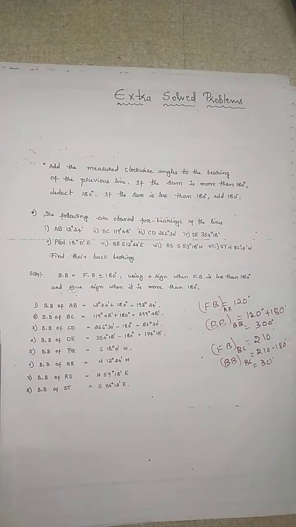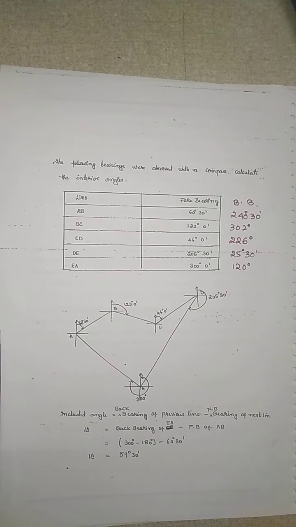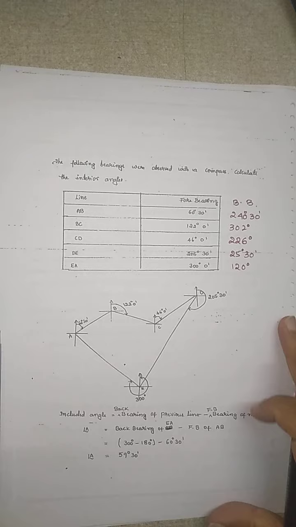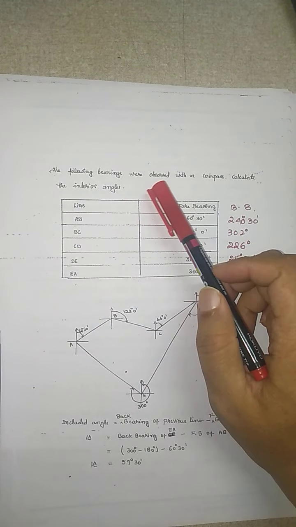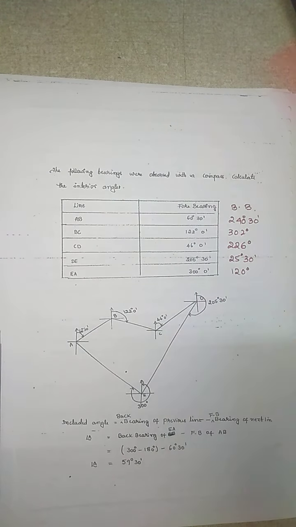So this is how we solve the problems on back bearing: if the forebearing is given, how to calculate the back bearing. This we have seen in the previous classes, and in today's class we have done one revision. Then we will solve one problem on the following: bearings were observed with the compass, calculate their interior angle, or the included angle.